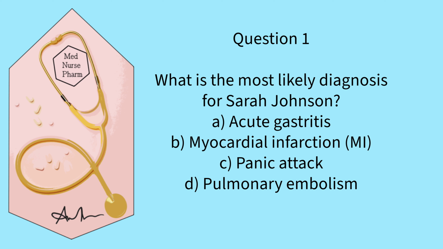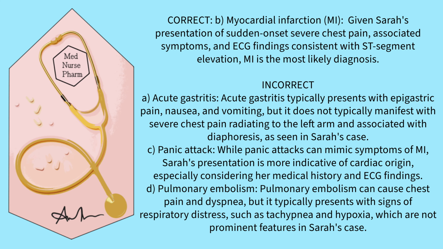Question 1. What is the most likely diagnosis for Sarah Johnson? Acute gastritis, MI, panic attack, pulmonary embolism. Pause the video and select your answer. The correct answer is B, MI.